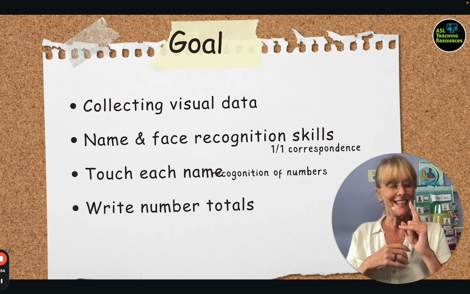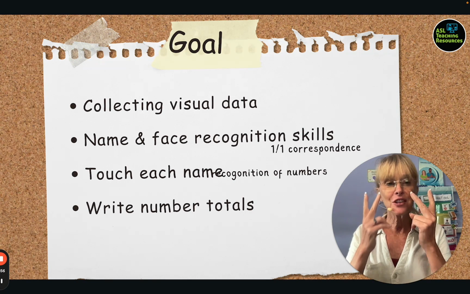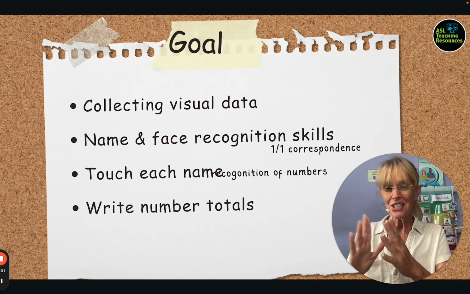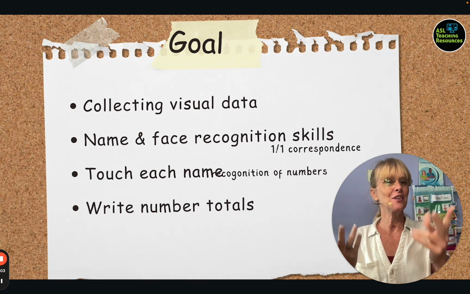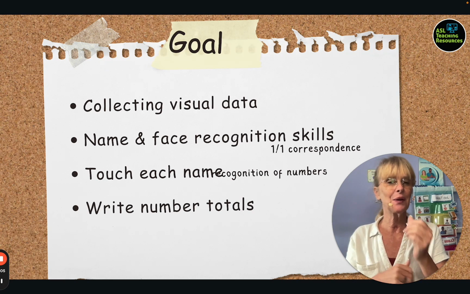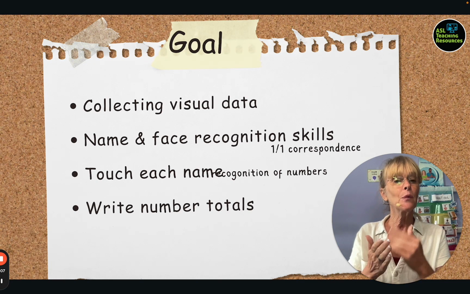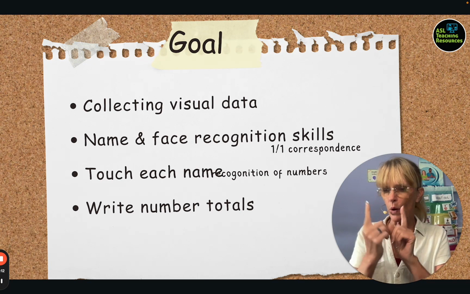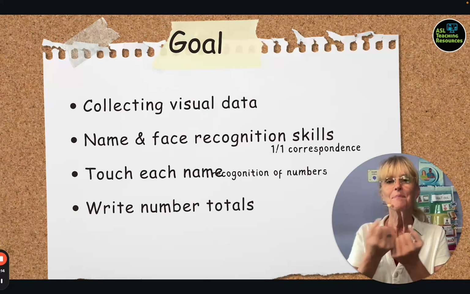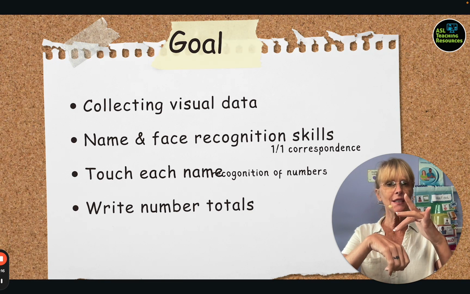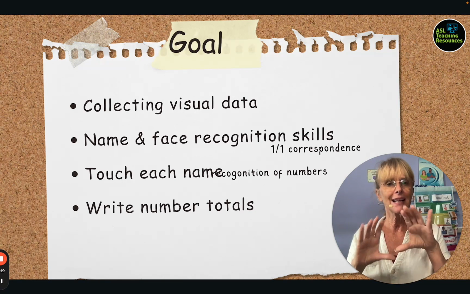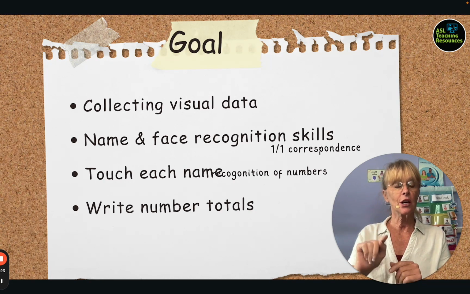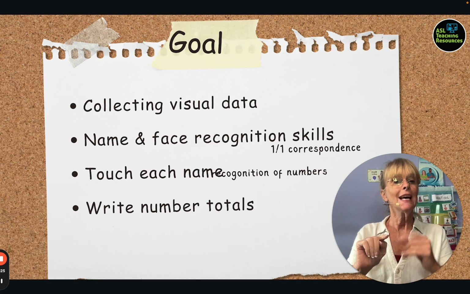The goal with this is collecting visual data. You yourselves as teachers can look over there and automatically know who's here and who is not. And again, we mentioned the name and face recognition skill. That's a one-on-one correspondence. And it can also be done with touching. So when you are there in the classroom, you can use your pointer and touch. The kids can touch too to have a recognition.